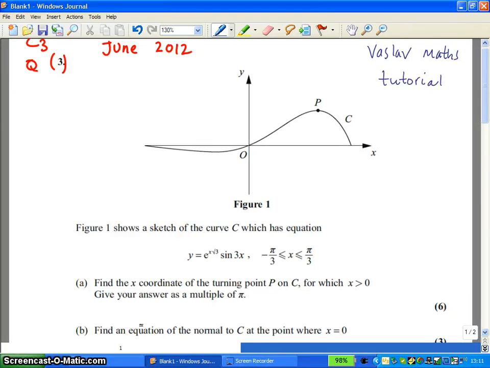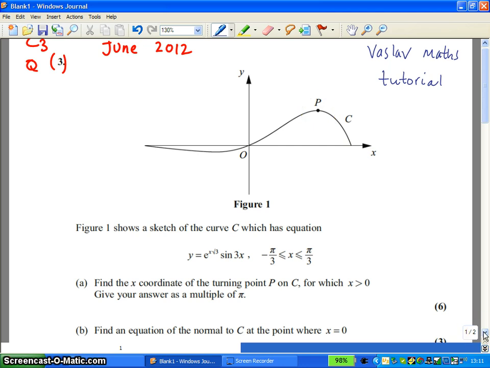I'm going to do a question from C3 past exam in June 2012, question 3. You've been given a graph of a function y is equal to e to the x root 3 sine 3x in a range x between minus pi over 3 and pi over 3, and you've been asked to find the x coordinate of the turning point P in terms of pi.